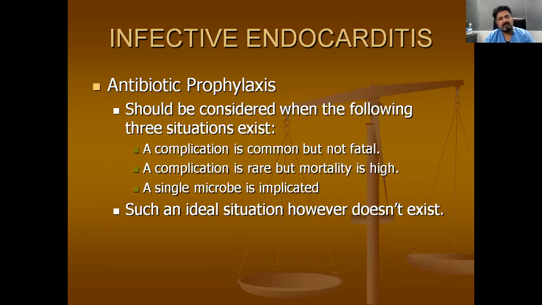So antibiotic prophylaxis should be considered when the following three situations exist: a complication is common but not fatal, a complication is rare but mortality is high, and a single microbe is implicated. Such an ideal situation, however, does not exist.